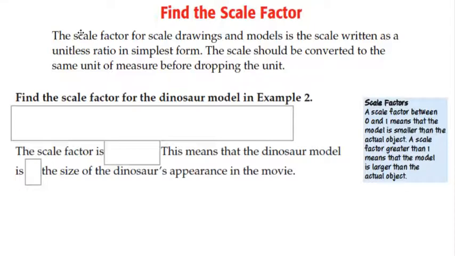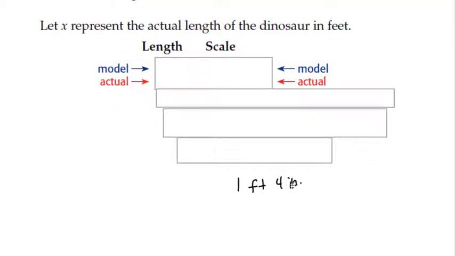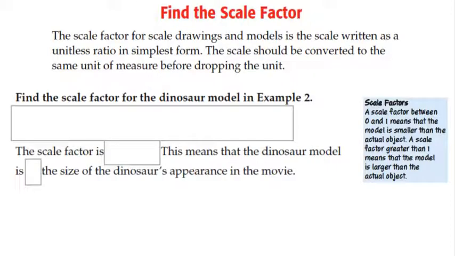So, finding the scale factor. The scale factor for scale drawings and models is the scale written as a unitless ratio in simplest form, and the scale should be converted to the same unit of measure before dropping the unit. So when we go back to this one, remember what we had was 1 foot 4 inches. Well, that's the same as 12 inches in a foot plus 4 inches, which would give us 16 inches, right, for that last problem. So find the scale factor for the dinosaur model in example 2.